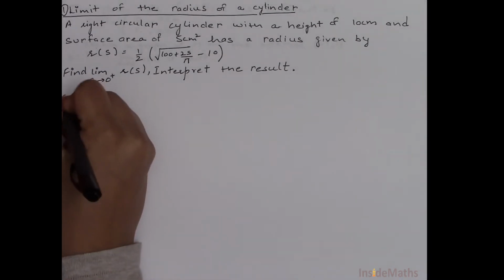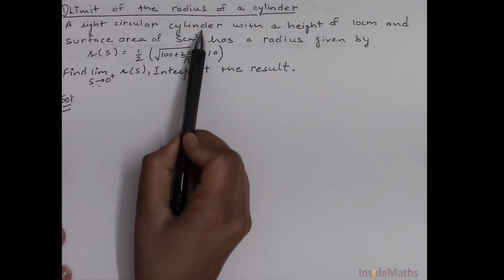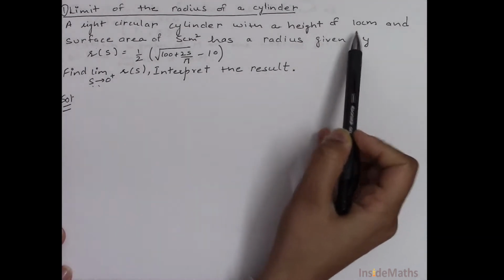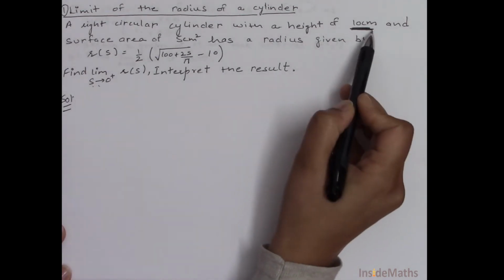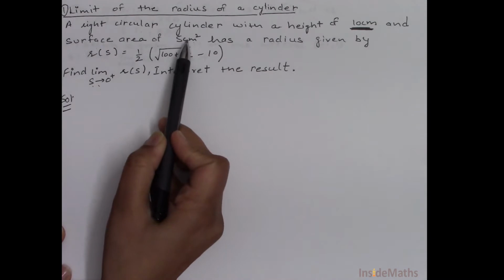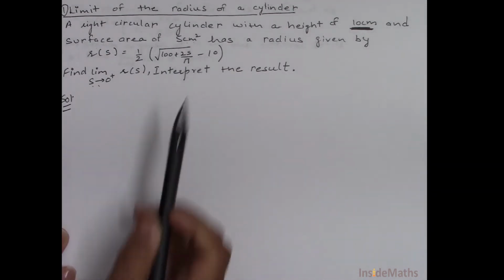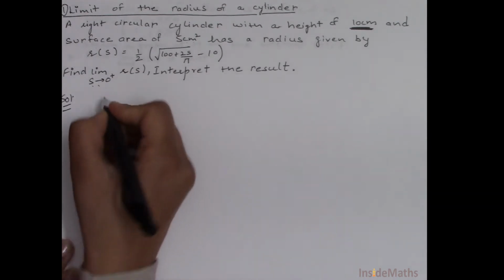So let's start. Now what we are given, a right circular cylinder with the height of 10 centimeter. Now here the height is constant, 10 centimeter, and the surface area of s centimeter square, which is a variable, and the radius is given by this equation. Let's see.